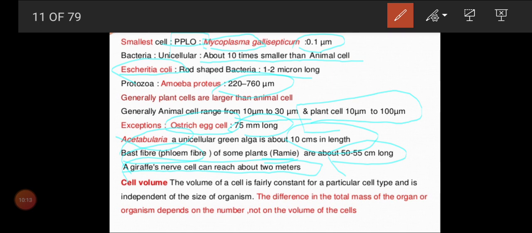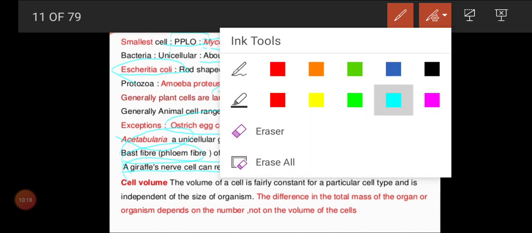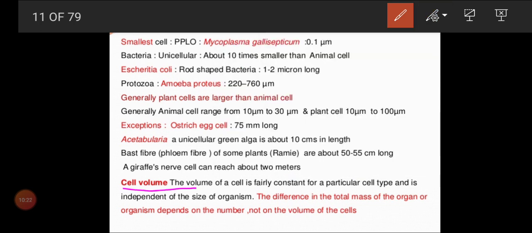Next, this is all regarding cell size. Next, we come to cell volume. Cell volume means the volume of material which fills the inside of the cell, and that is independent of organisms. We can't say all cells will have the same volume. It is independent of organisms.